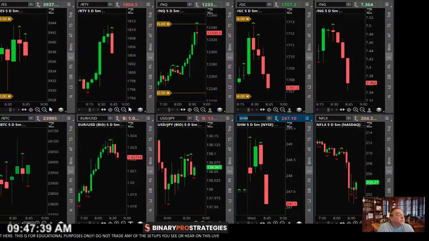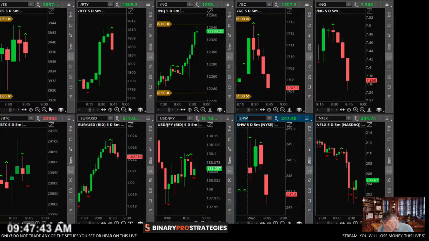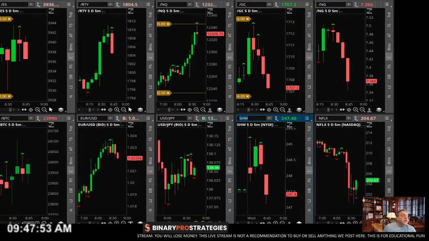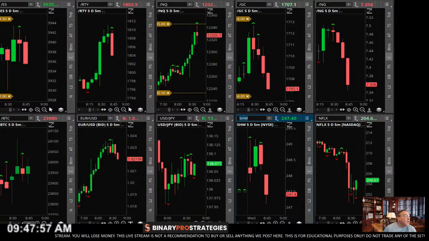Now, the patterns by themselves run in the 70 percentile. So even just trading them naked like that, you're putting the odds in your favor. But it doesn't mean we're going to take every single one of those trades. So we really stress quality over quantity. You don't need a whole lot of trades during the day to do well.